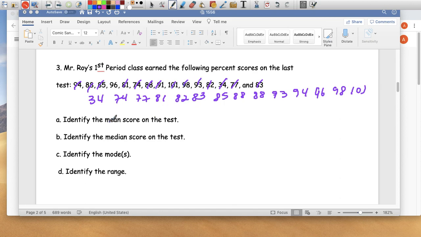Now it's asking you for the mean. To find the mean, we've got to add all of them up. That's just calculator work. 93, 94, 96, 98, 101. And I get 1,174. I think I'm missing a number. 34. Yeah, I'm missing a number. Hang on a second. 34 for sure.